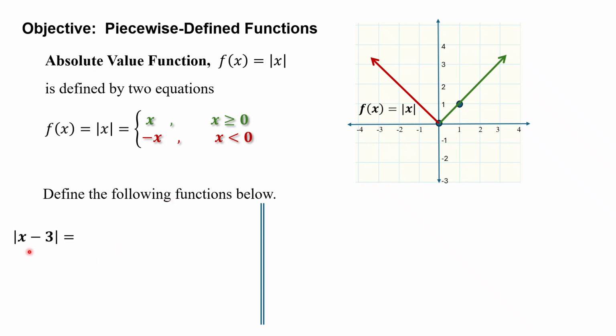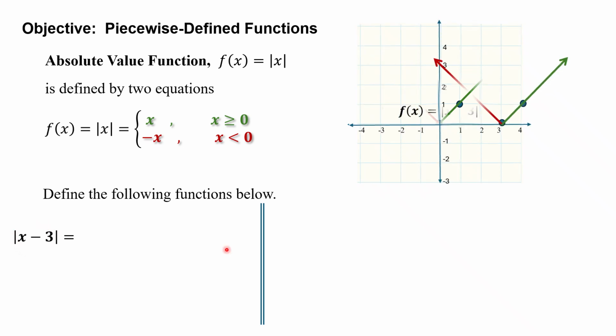So if we define absolute value of x minus 3, the x value where x minus 3 is 0 is at x equal to 3. So its graph has its vertex at x equal to 3. If we define this function following this definition of absolute value of x, we replace x minus 3 for every x in the given function. So this is defined by the first equation, which is x minus 3, where x minus 3 is greater than or equal to 0, following this definition. And then the other one is the negative of x minus 3, where x minus 3 is less than 0.